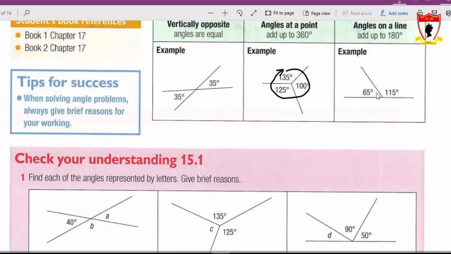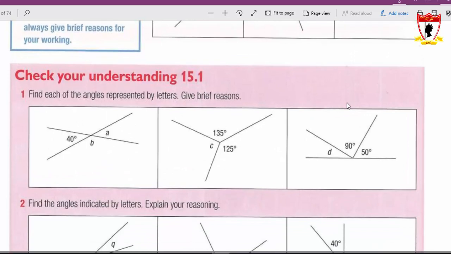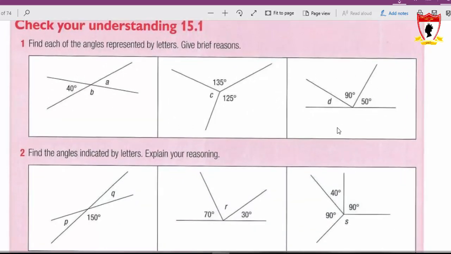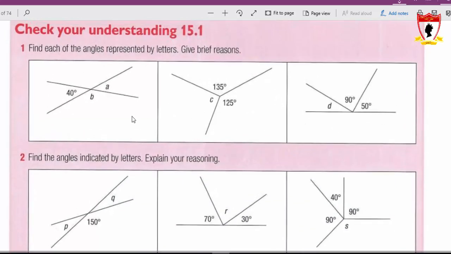These two angles, they are angles on the same line. These angles together, they complete a straight angle together. They add up to 180. So here we can use them. Like all of these three angles together, they add up to 180. Then 50 plus 90 is 140. How much more we need to complete 180? It's just 40, so D is 40 degrees.